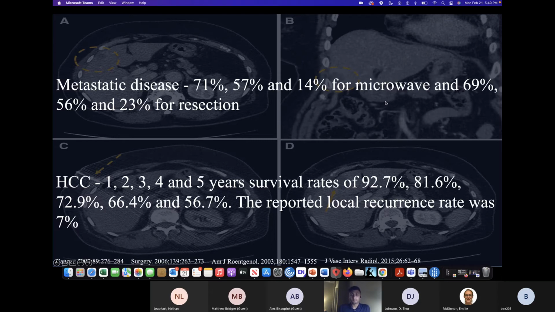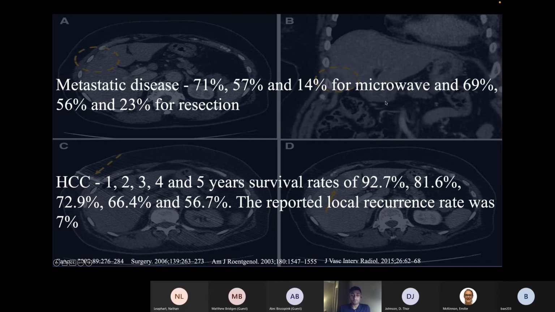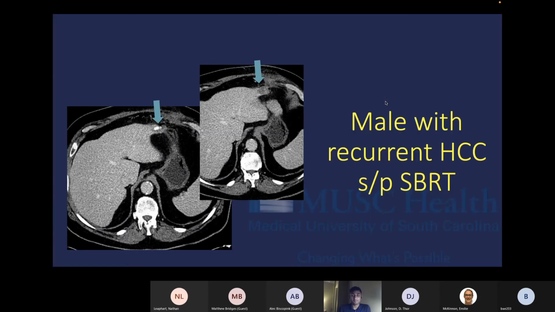And actually, currently, for ablation of HCC under 3 centimeters, the National Comprehensive Cancer Network guidelines, which govern what we do in the United States, recommend that a tumor less than 3 centimeters should get ablation and not resection, just so you know. That's not my opinion. That's what the actual guidelines say. Guidelines written primarily by people who are not interventional radiologists, by the way. So just a couple of examples of some interesting stuff you can do.